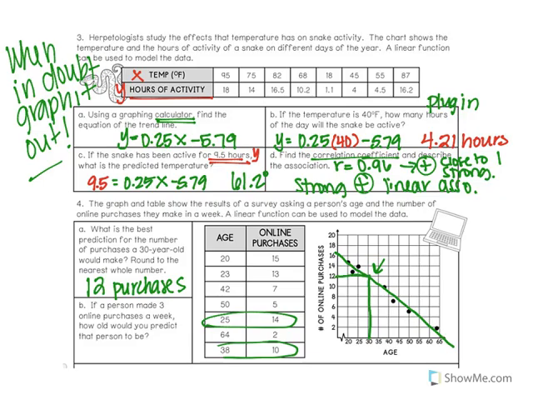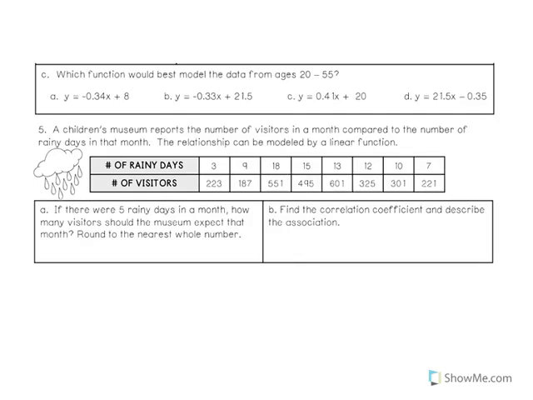If a person made 3 online purchases a week, how old would that person be? So I'm going to come over here and look to about 3 on my graph. Their age is pretty close to 60, but not quite 60. I'm also going to look here and here, so anywhere between 50 and 64. So I'm going to say about 59 years of age. Again, it's a prediction. You can guesstimate what you think it is.